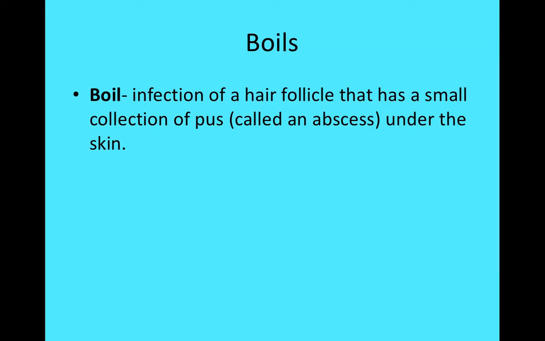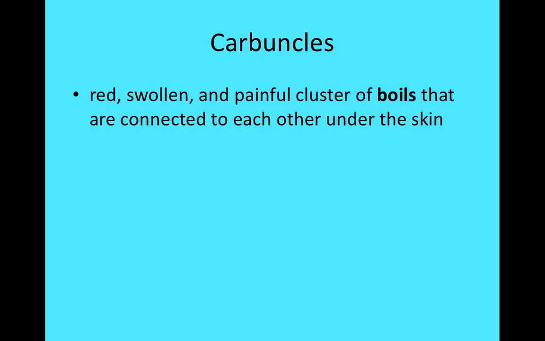All right, boils, and I'm going to put a little trigger warning: boils are gross. So a boil is an infection of the hair follicle that has a little abscess, which is like pus underneath it. So a boil is like a giant pimple. A carbuncle is a bunch of boils that are put together and connected underneath the epidermis. So it is like a giant pimple with many heads, and they all, generally speaking, get lanced.